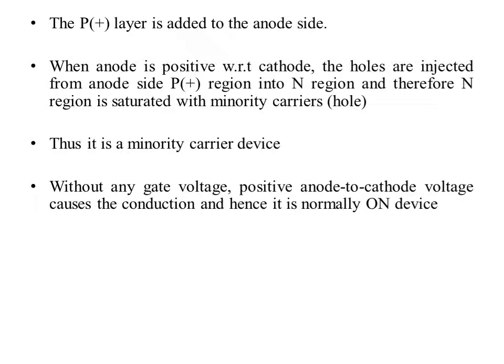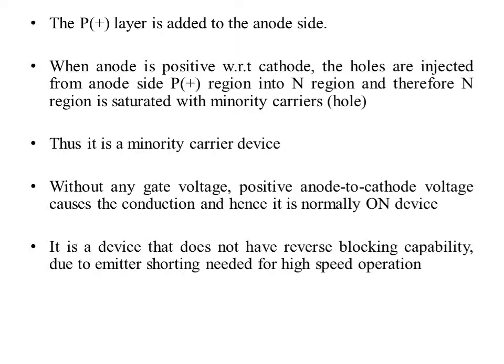Without any gate voltage, positive anode to cathode voltage causes conduction, and hence it is a normally on device. So if we compare this SIT with GTO, we can say that SIT is an on device whereas GTO is an off device. So this is one of the important comparisons between SIT and GTO.